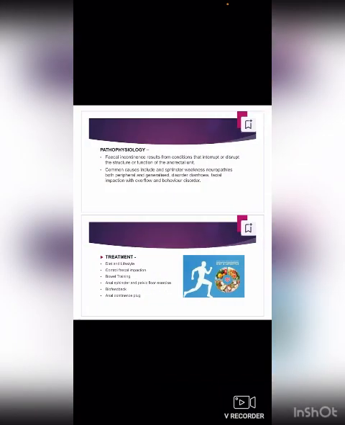Pathophysiology: fecal incontinence results from conditions that interrupt or disrupt the structure or function of the anorectal unit. Common causes include sphincter weakness, neuropathies, both peripheral and generalized, disorders of diarrhea, fecal impaction with overflow, and behavior disorder. Management: diet and lifestyle, control fecal impaction, bowel training, anal sphincter and pelvic floor exercise, biofeedback, anal continence plug.